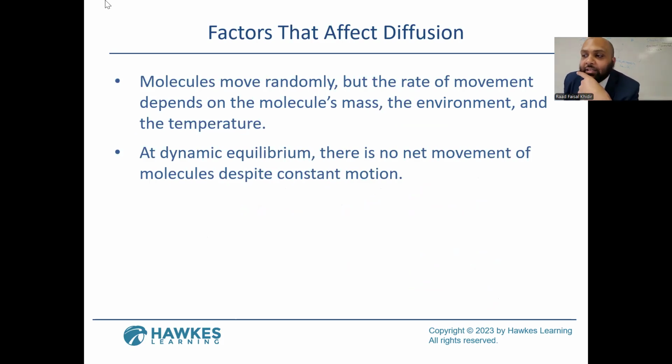Factors that affect diffusion. Molecules move randomly, but the rate of movement depends on the molecule's mass, the environment, and the temperature. So how does molecular mass affect the rate of diffusion? The bigger you are, the more massive you are, the harder it is for you to diffuse across the membrane.